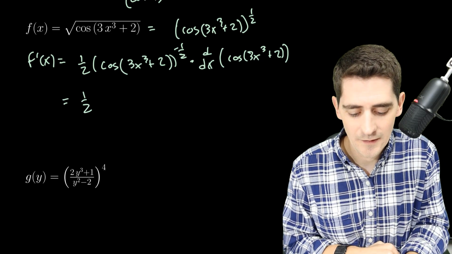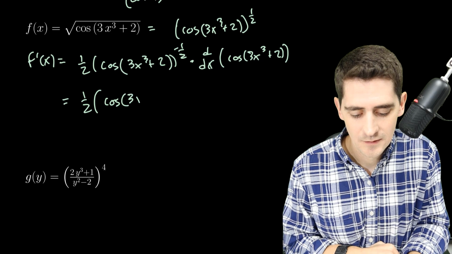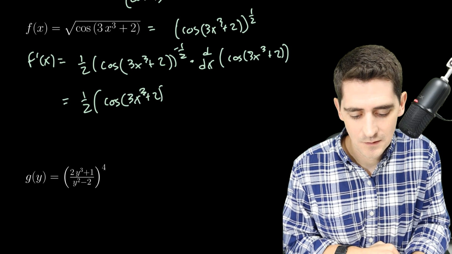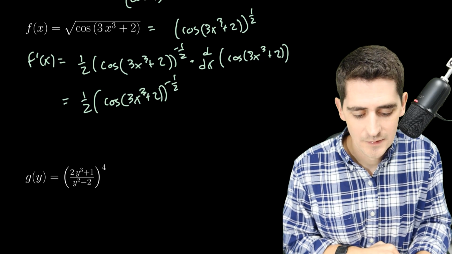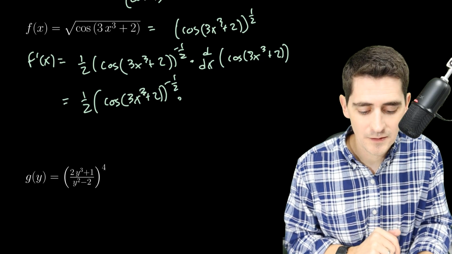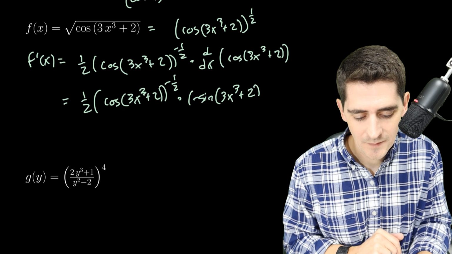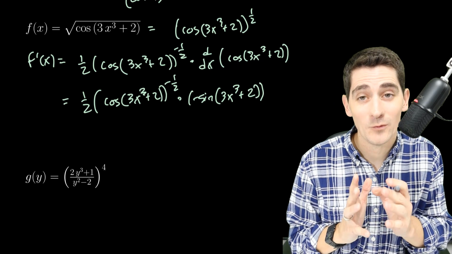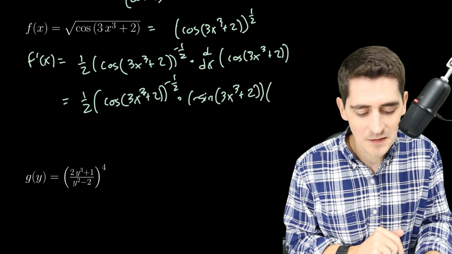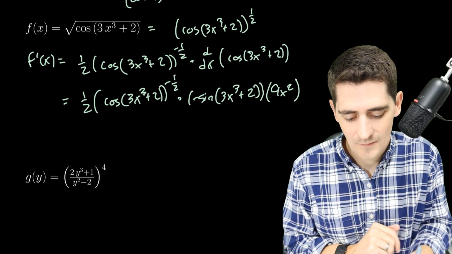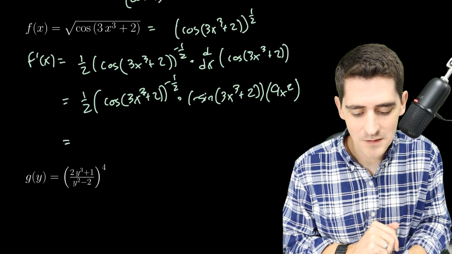So I end up with 1/2 cosine of 3x cubed plus 2, all to the negative 1/2 power, times the derivative of cosine, which is negative sine of 3x cubed plus 2. And then times the derivative of what was inside of that, which will be 9x squared. Okay, so there it is. There's not a lot you can do here.